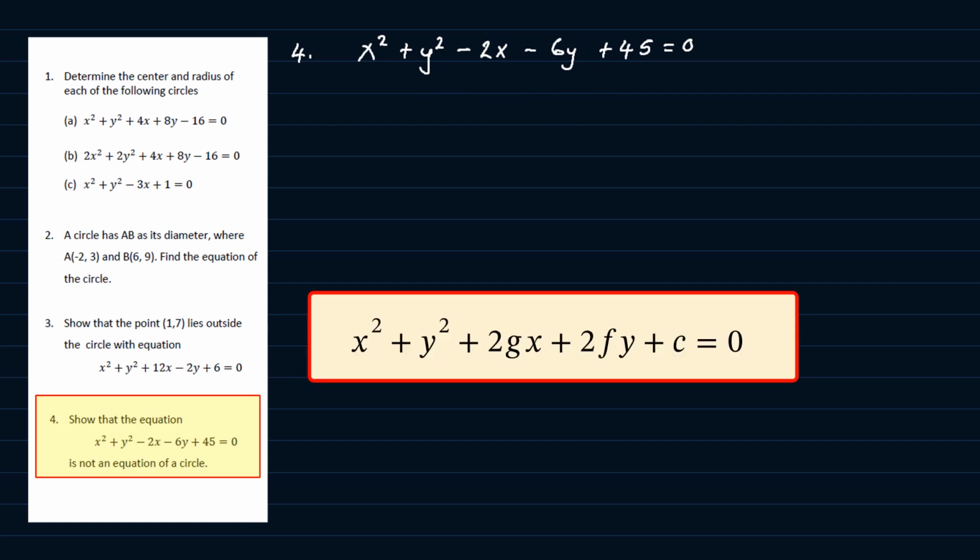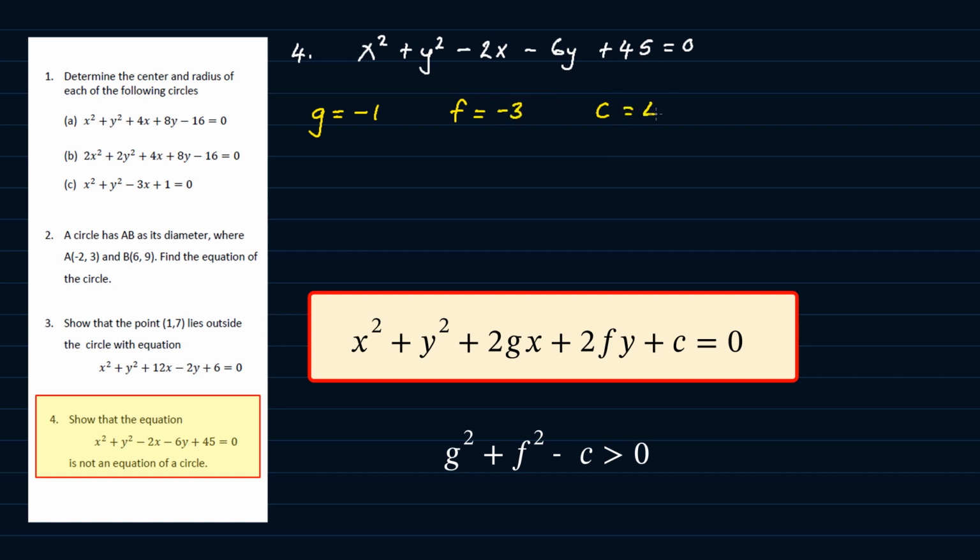Now, we know that the equation of the circle should come in the form x squared plus y squared plus 2gx plus 2fy plus c equal to 0. And the condition there is g squared plus f squared minus c should be greater than 0. So it cannot be an equation of a circle if g squared plus f squared minus c is not greater than 0. So I'll have to find g, f, and c first. G is half of the coefficient of x, so that's minus 1. F is minus 3, that's half of minus 6.